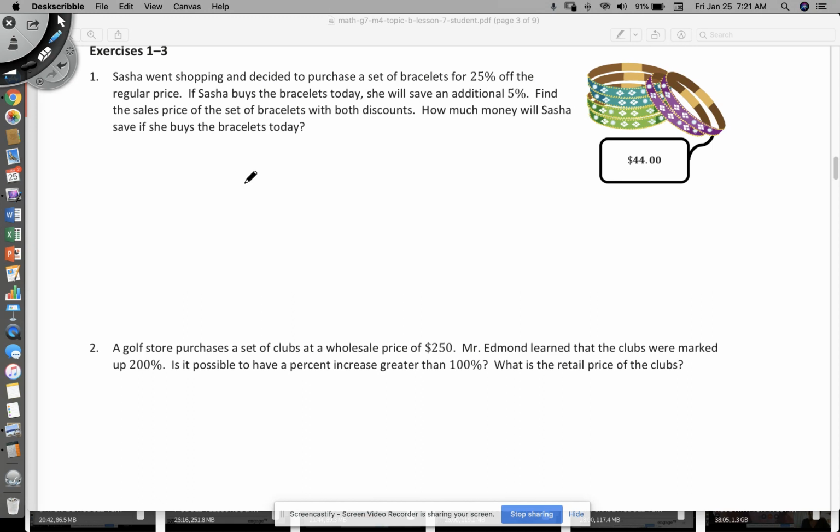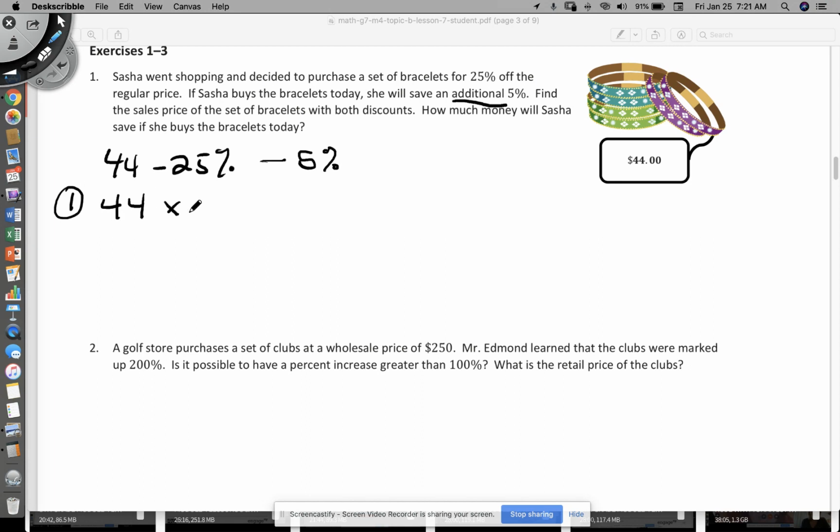Sasha went shopping and decided to purchase a set of bracelets that were already marked 25% off. So they're $44 over here. So we're going to say $44, and everybody's going to get a 25% discount because they've already been marked down. But she came on a special day, and she gets an additional, there's that clue word again, additional 5%. So again, I can't add these together and make it 30%. You have to do them separately. So let's do the first one first. So we're going to do the first discount.